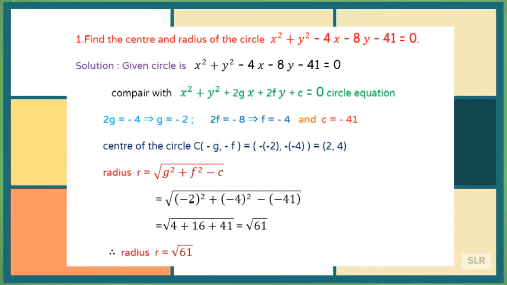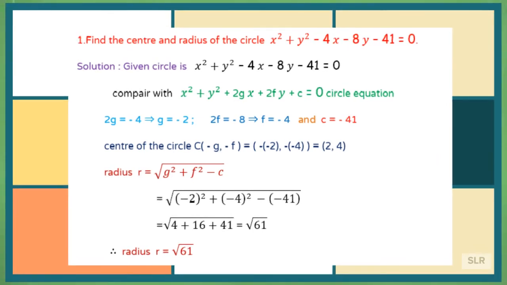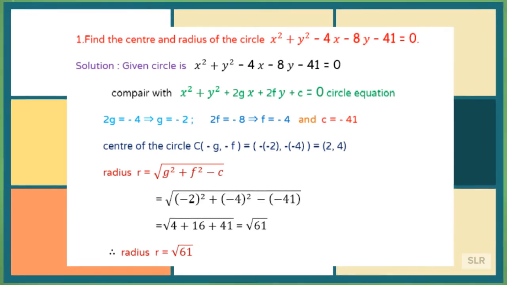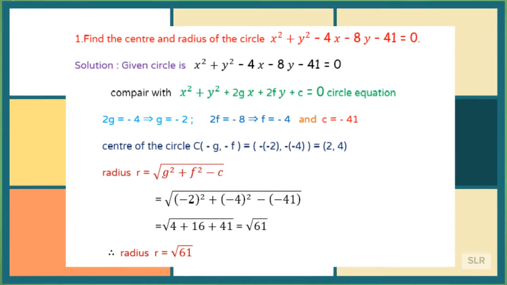Solution: compare with the circle x² + y² + 2gx + 2fy + c = 0. Then we get the g, f and c values. 2g = -4, this implies g = -4/2 = -2. 2f = -8, this implies f = -8/2 = -4. And the c value is -41. Therefore, the center of the circle is C(-g, -f) = (-(-2), -(-4)) = (2, 4). Therefore, the center is (2, 4).